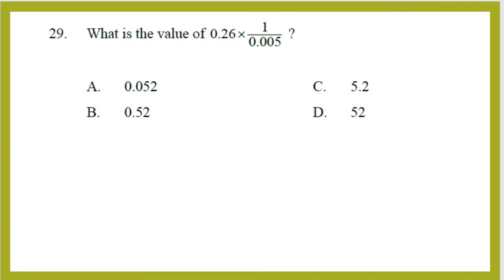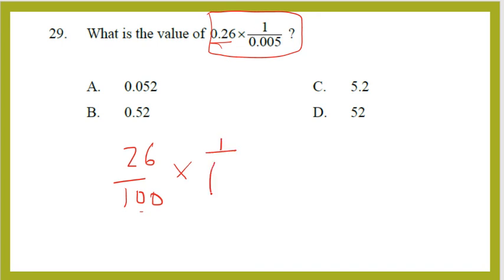Okay. We have question number 29 here. Question number 29 says, what is the value of this product? First of all, 0.26 means 26 over 100, because after the point there are 2 digits, so I can write the denominator with 2 zeros. Multiply with 1 over 0.005, which means 5 over 1000. I can write it as 5 over 1000.